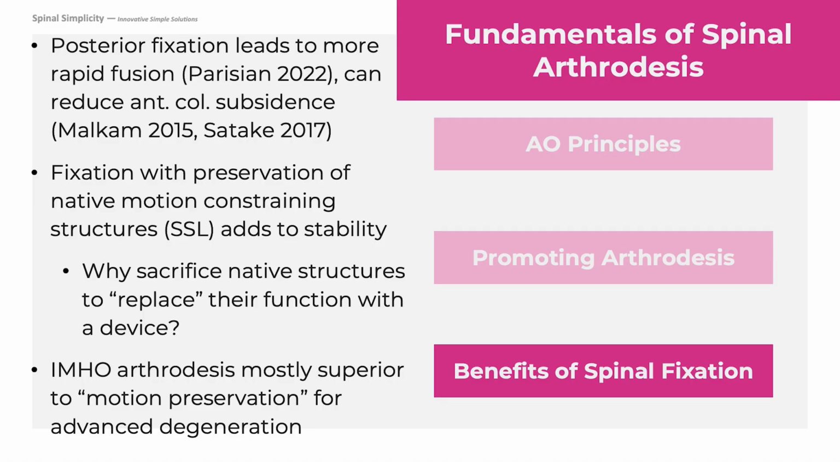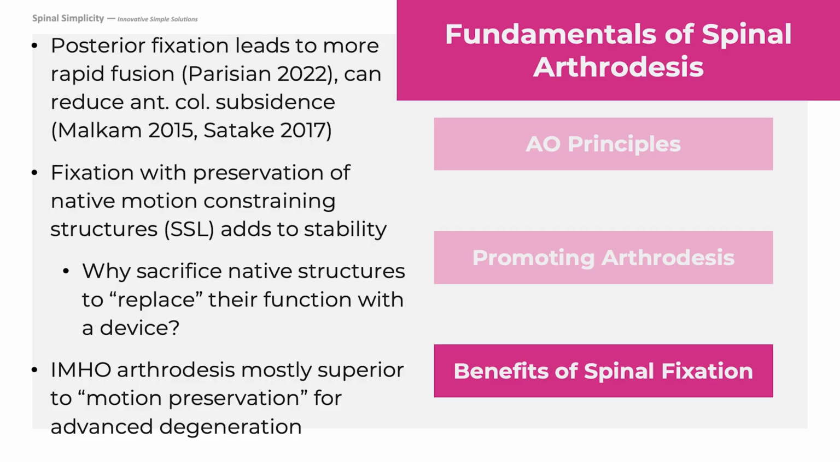Additional benefits of spinal fixation. When you look at the 360 constructs, posterior fixation leads to more rapid fusion. This was found in a study by Parisian in 2022. You also will find a reduction in anterior column subsidence, and a couple of studies have shown this. The reason is clear: when you have that fixation point at a distance from the anterior column, it's going to further reduce motions. It's also going to transfer some of the loads through the posterior column away from the anterior column and lead to reduced anterior column subsidence.